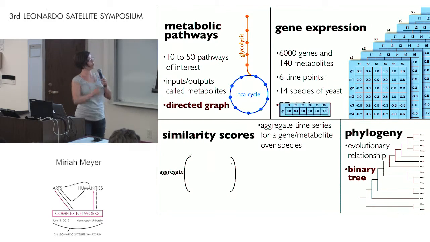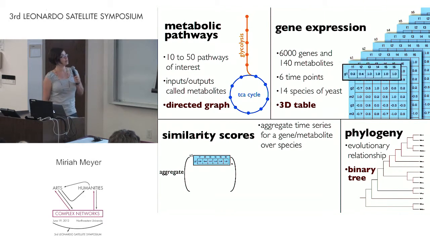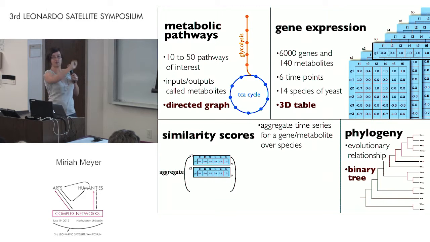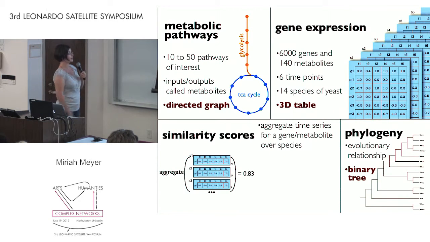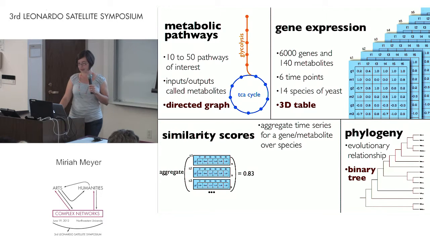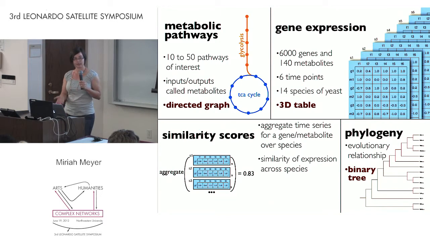So let's say we were looking at gene number 1, and we take the time series of expression data for each species, and we push it through some sort of aggregation function that then spits out a number. And what that number tells us is how similar is that expression across all the species. So the higher the value, the more similar each one of those different species were expressing that gene.